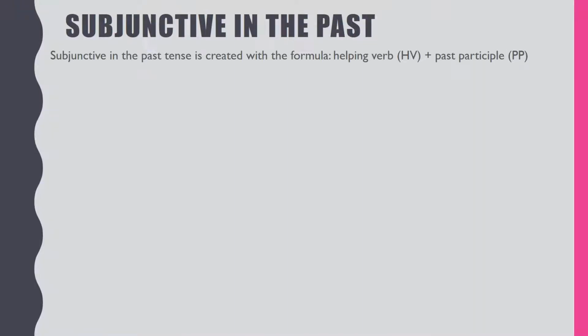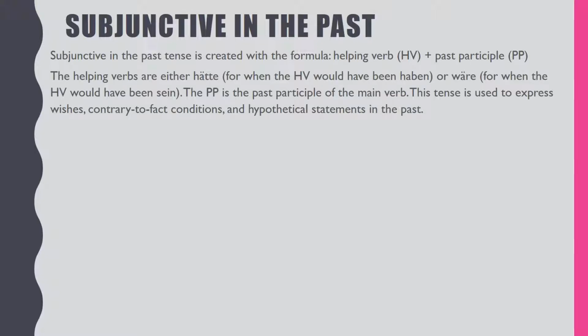Subjunctive in the past tense is created with the formula helping verb plus past participle. The helping verbs are either hätte for when the helping verb would have been haben, or wäre for when the helping verb would have been sein. The past participle is the past participle of the main verb. This tense is used to express wishes, contrary to the fact conditions, and hypothetical statements in the past.